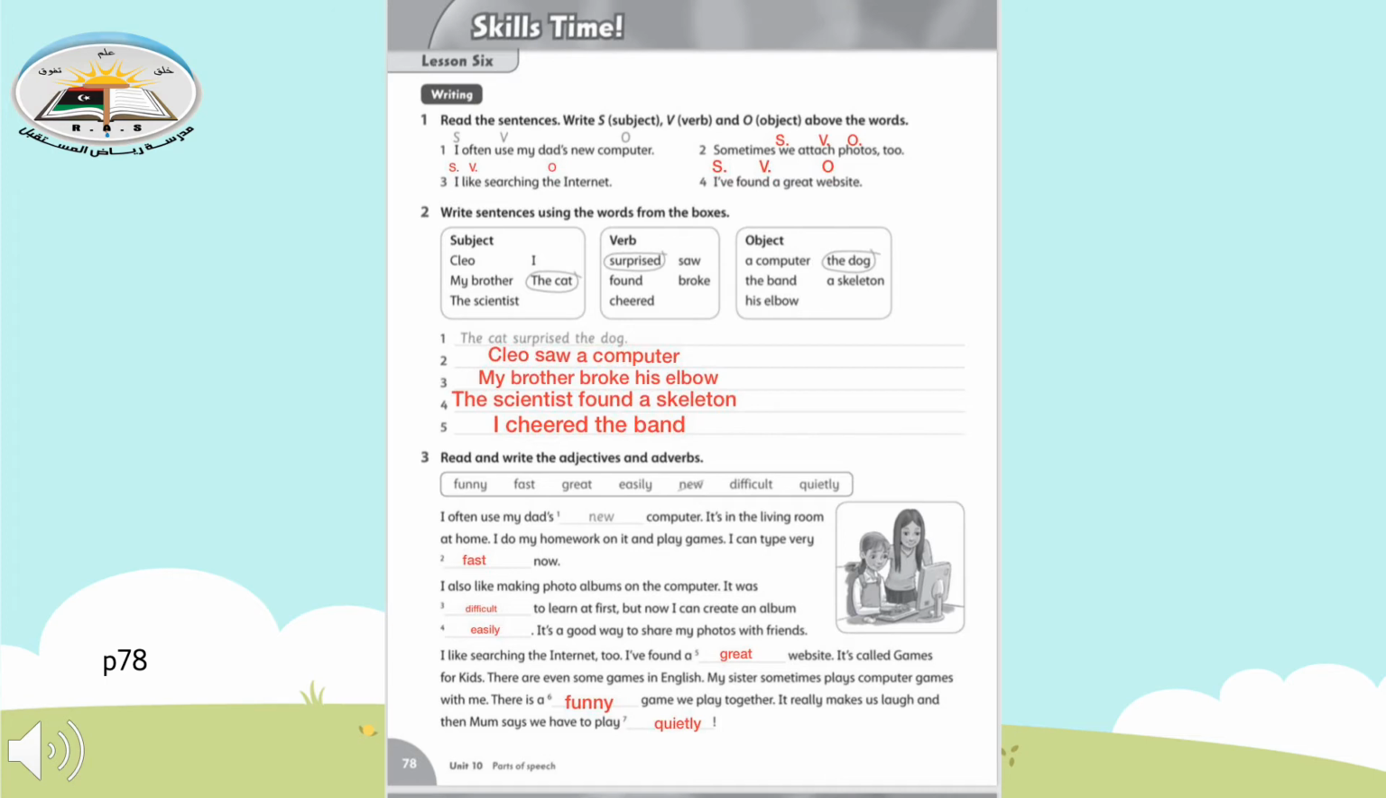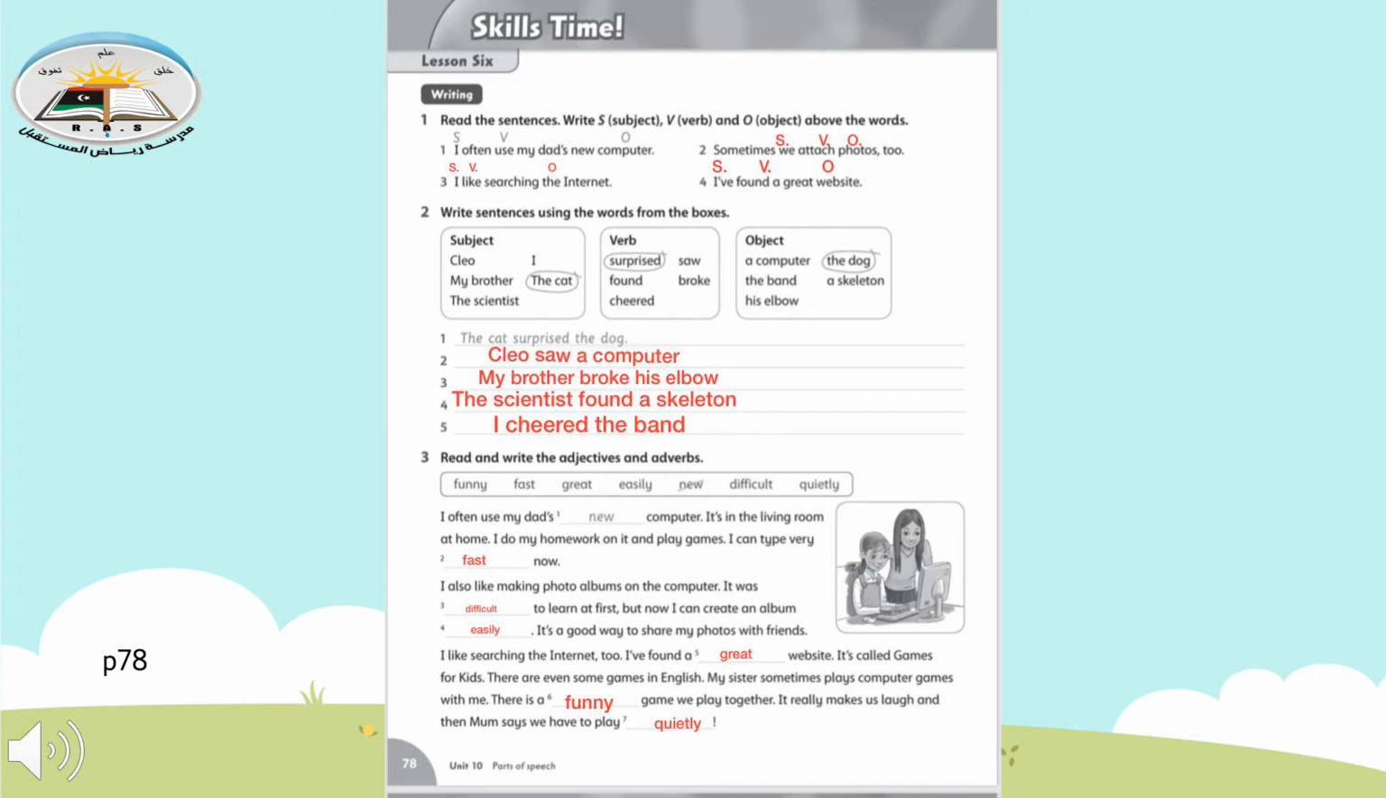Number 5. I cheered the band. I is a subject, cheered is a verb, the band is an object. Now, question number 3. Read and write the adjectives and the adverbs. We have funny, adjective, fast, adverb, great, adjective, easily, adverb, new, adjective, difficult, adjective, quietly, adverb.